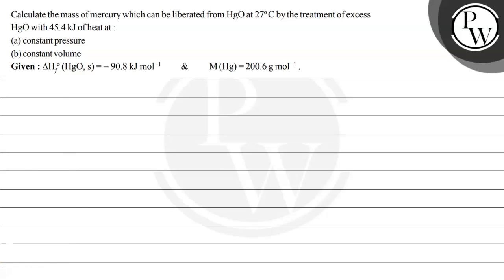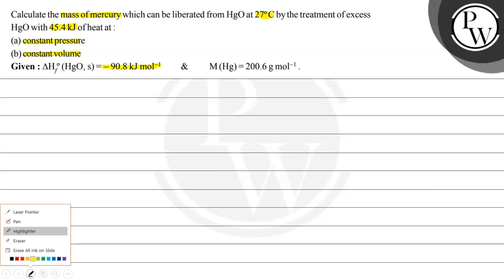So the question says calculate the mass of mercury which can be liberated from mercury oxide at 27 degrees Celsius by the treatment of excess of mercury oxide with 45.4 kilojoule of heat at constant pressure and constant volume, and given that delta Hf naught of mercury oxide in solid state is minus 90.8 kilojoule per mole and mass of mercury is 200.6 gram per mole. This is the molar mass of mercury.